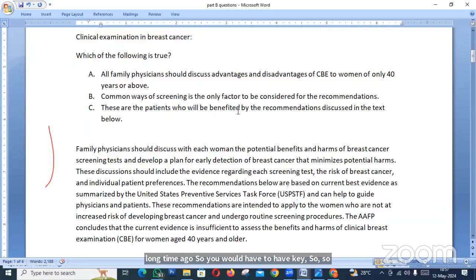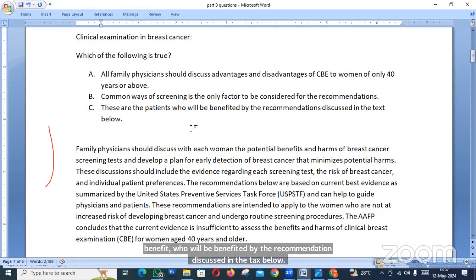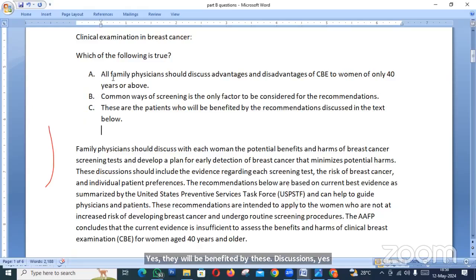These are the patients who will be benefited by the recommendations discussed in the text below. Yes, they will be benefited by these discussions. So our family physician should discuss advantage and disadvantage of CBE to women of only 40 years or above. If current evidence is insufficient to assess the benefit and the harms of clinical breast examination for women aged 40 or above, then this is wrong.